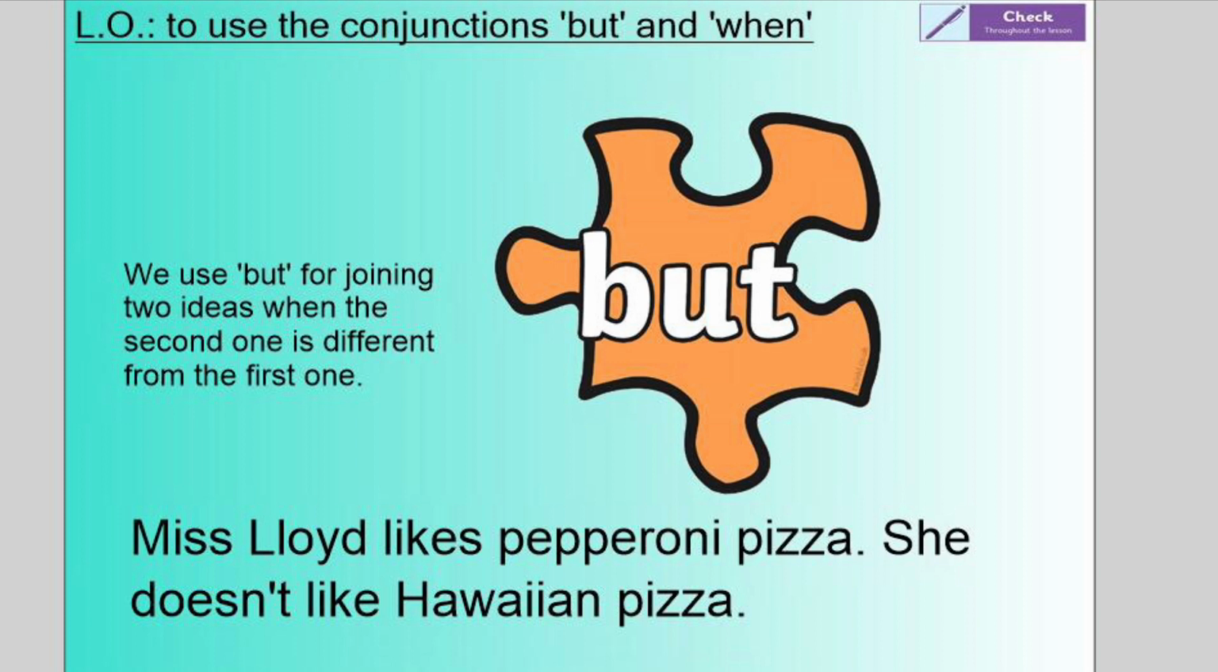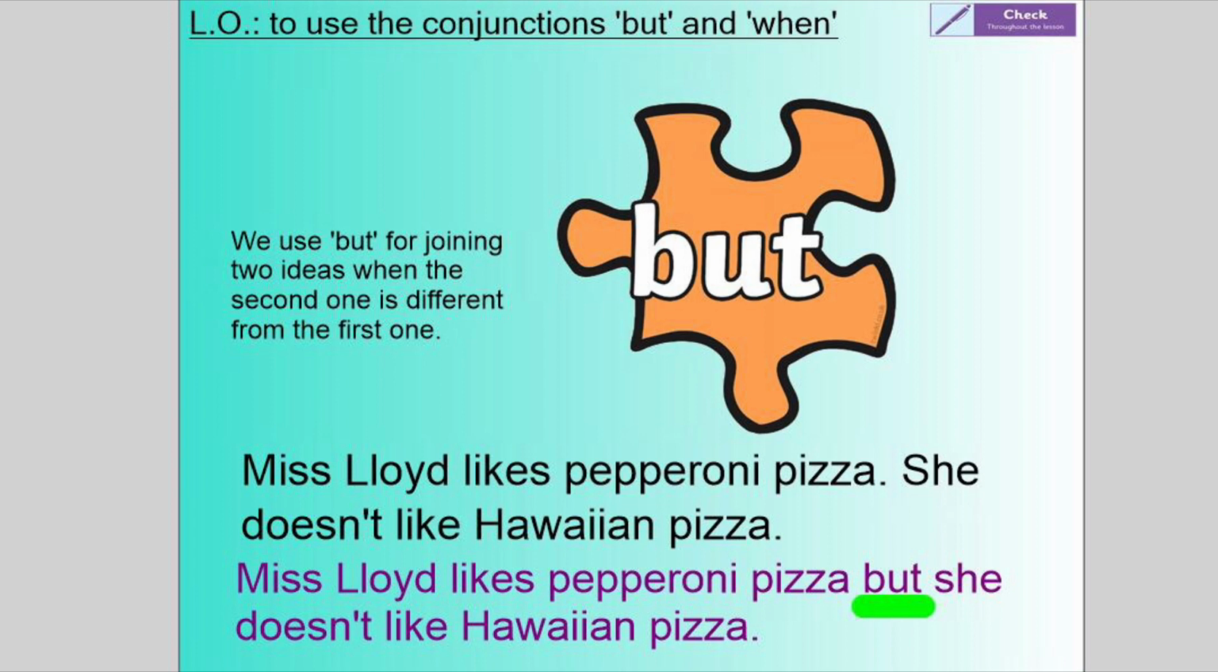So I decided to stick with the pizza theme and I've got two sentences now about what I like and dislike. Miss Lloyd likes pepperoni pizza. She doesn't like Hawaiian pizza. Instead of two separate sentences, I can put them together with the conjunction but. Miss Lloyd likes pepperoni pizza, but she doesn't like Hawaiian pizza. So I've extended the sentence and made it more interesting and detailed by using that conjunction but. It also flows better and sounds like how we would naturally speak anyway.